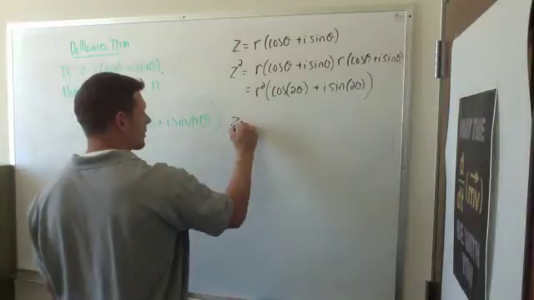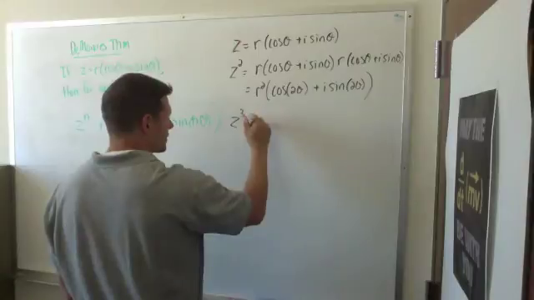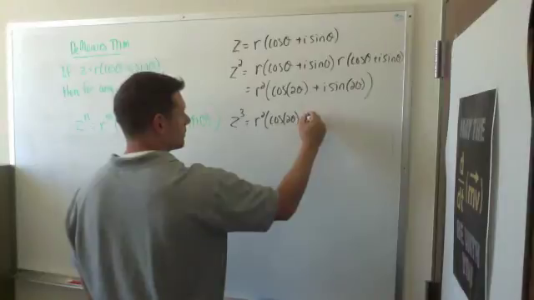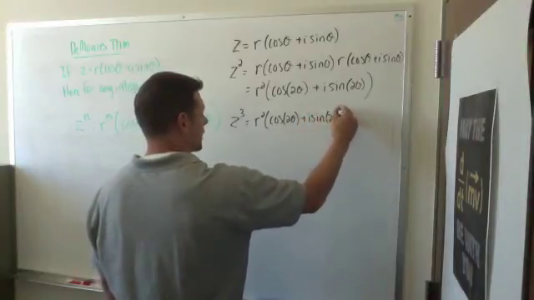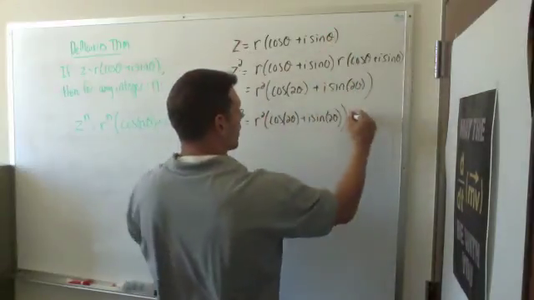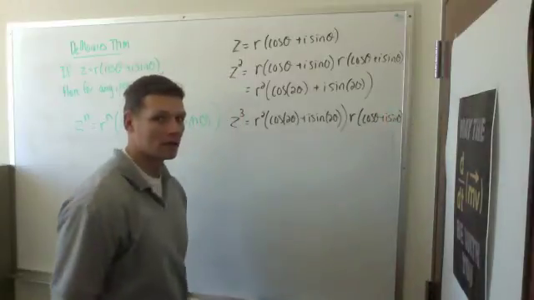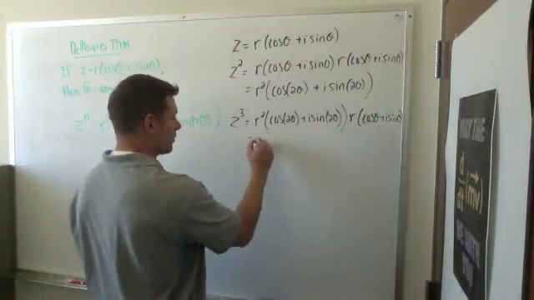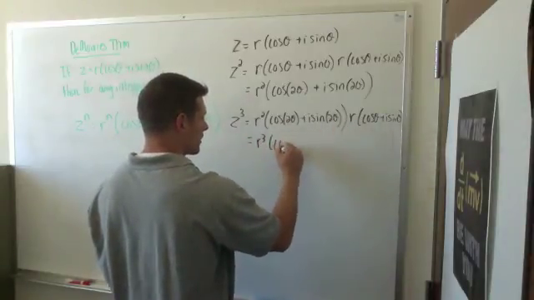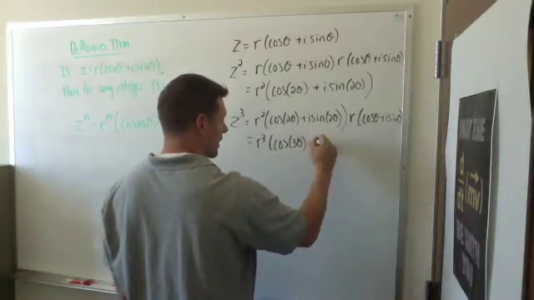Well, fine. What about z cubed? What's z cubed equal? Well, multiply the left side by z, multiply the right side by z. So this will equal r squared, cosine 2 theta plus i sine 2 theta, and I'm going to multiply it by z. What's z? r cosine theta plus i sine theta. R squared times r is r cubed. Add the arguments. Cosine 2 theta, cosine theta is cosine 3 theta. Sine 2 theta, sine theta, sine 3 theta. We add the arguments.